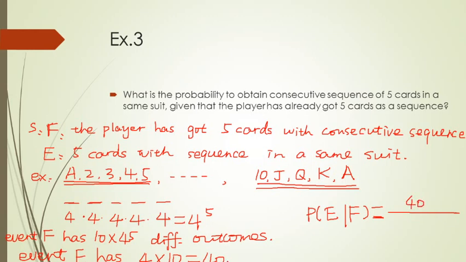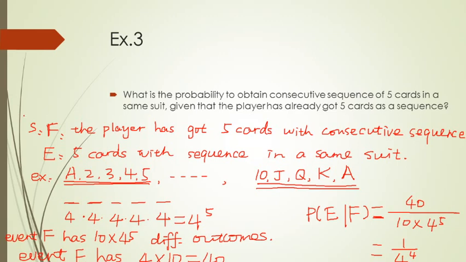So that will be the 40 outcomes. These 40 outcomes are also included in event F. Think about it. You get 5 cards with a consecutive sequence. They might have the same suit. They may not have the same suit, right? And then what are the outcomes in event F? Different outcomes. So that is the answer. It should be 1/4^4.